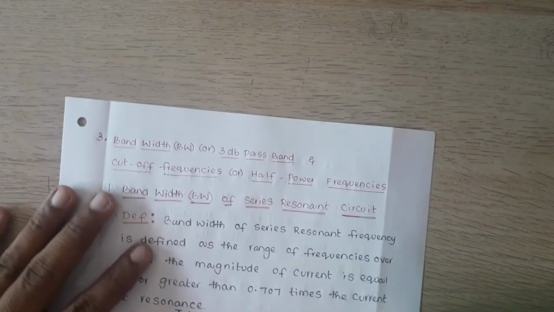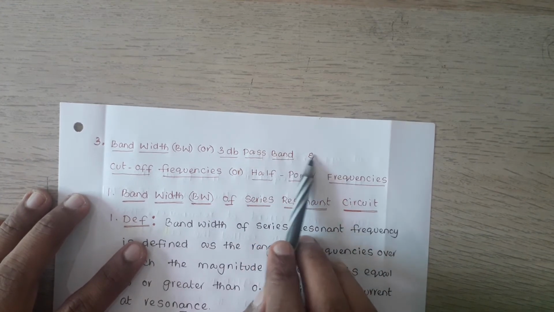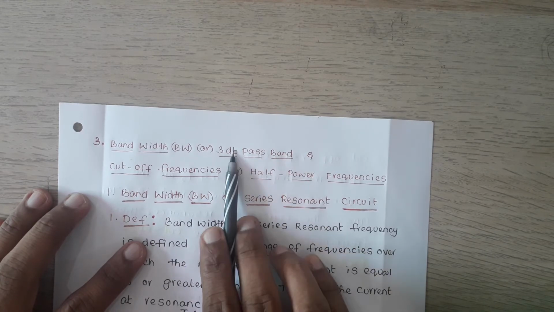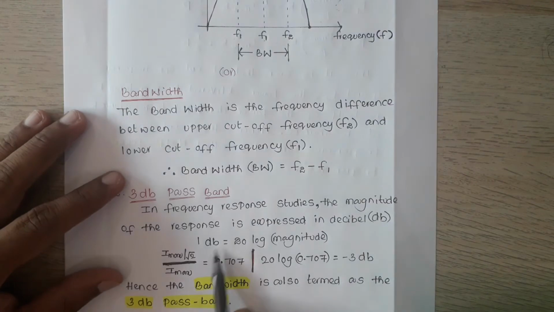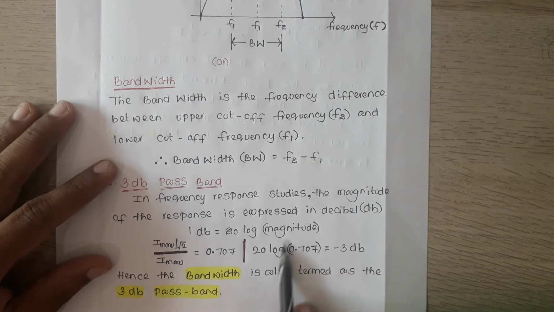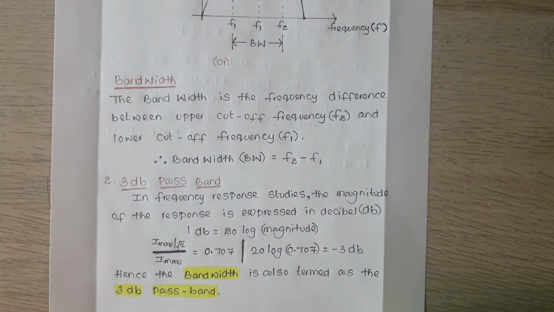So that is the bandwidth, or otherwise a 3 dB pass band. Both are the same. Why is it called the 3 dB pass band? Here we are getting I max by root 2, which is 0.707 I max, and if we take 20 log of that 0.707, we get minus 3 dB. That's why that bandwidth is called the 3 dB pass band.